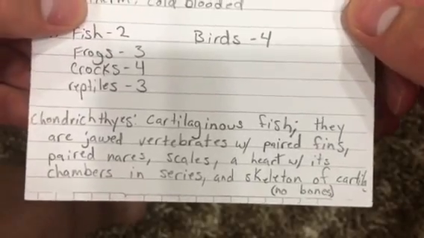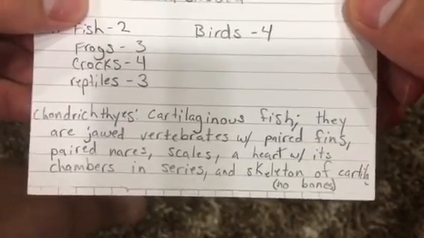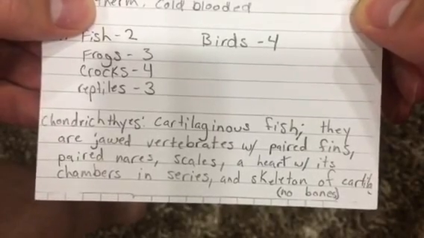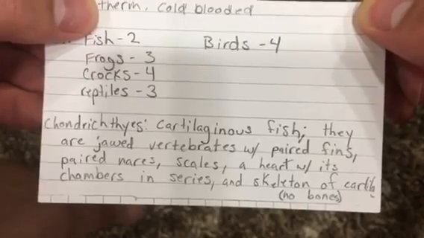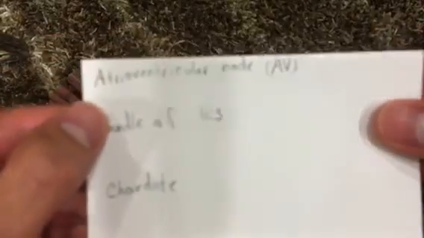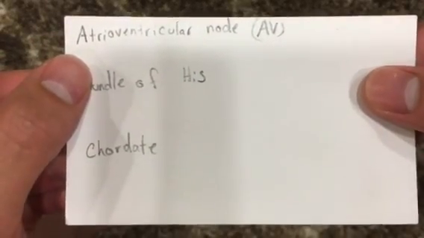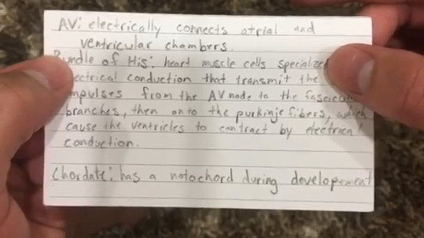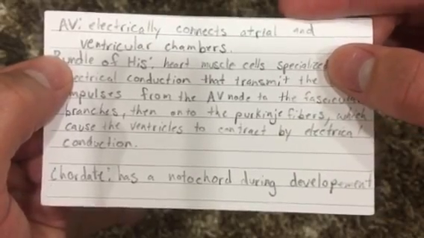Chondrocytes. Cartilaginous fish. They are jawed vertebrates with paired fins, paired nares, scales, and a heart with its chambers in series, and skeleton of cartilage, no bones. Atrioventricular node, AV node. The AV node electrically connects atrial and ventricular chambers.